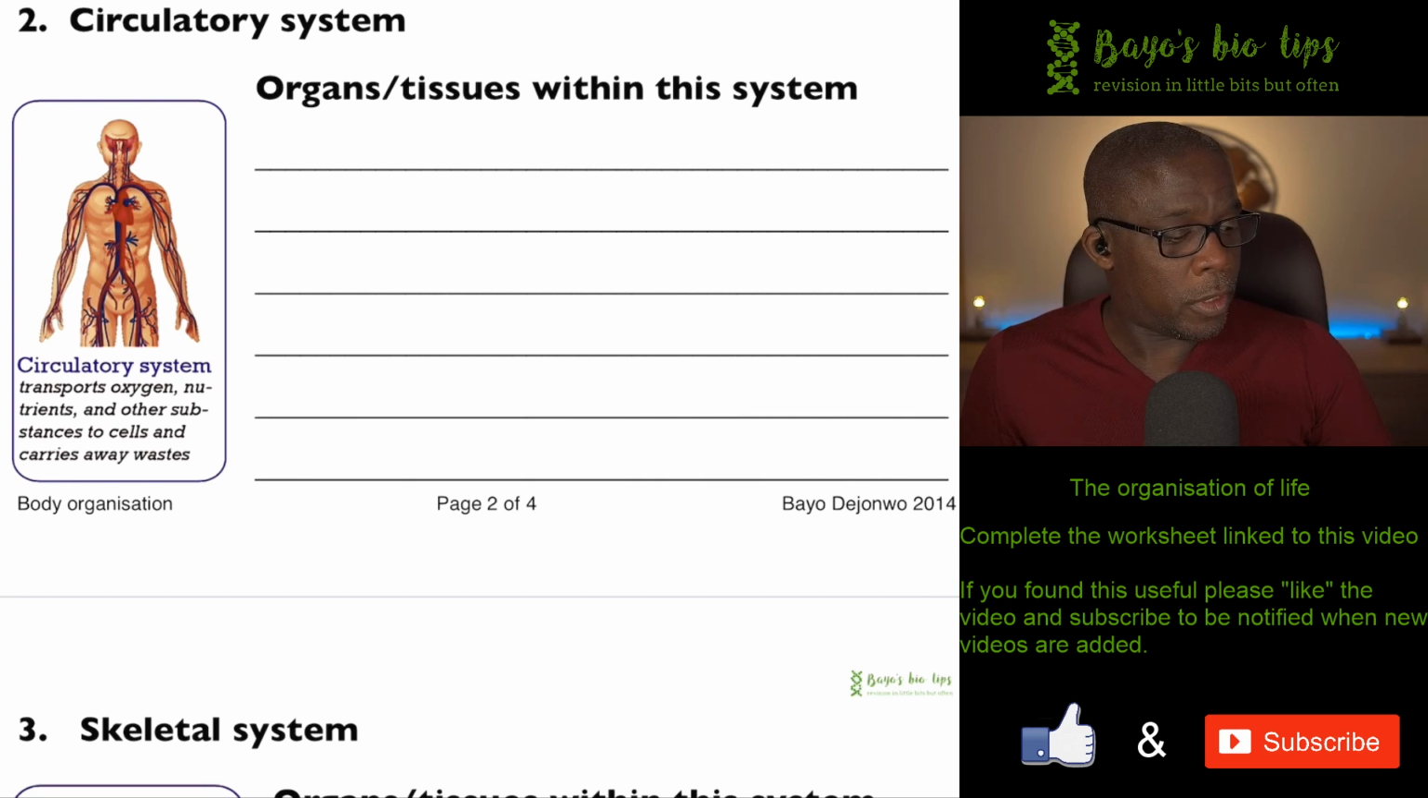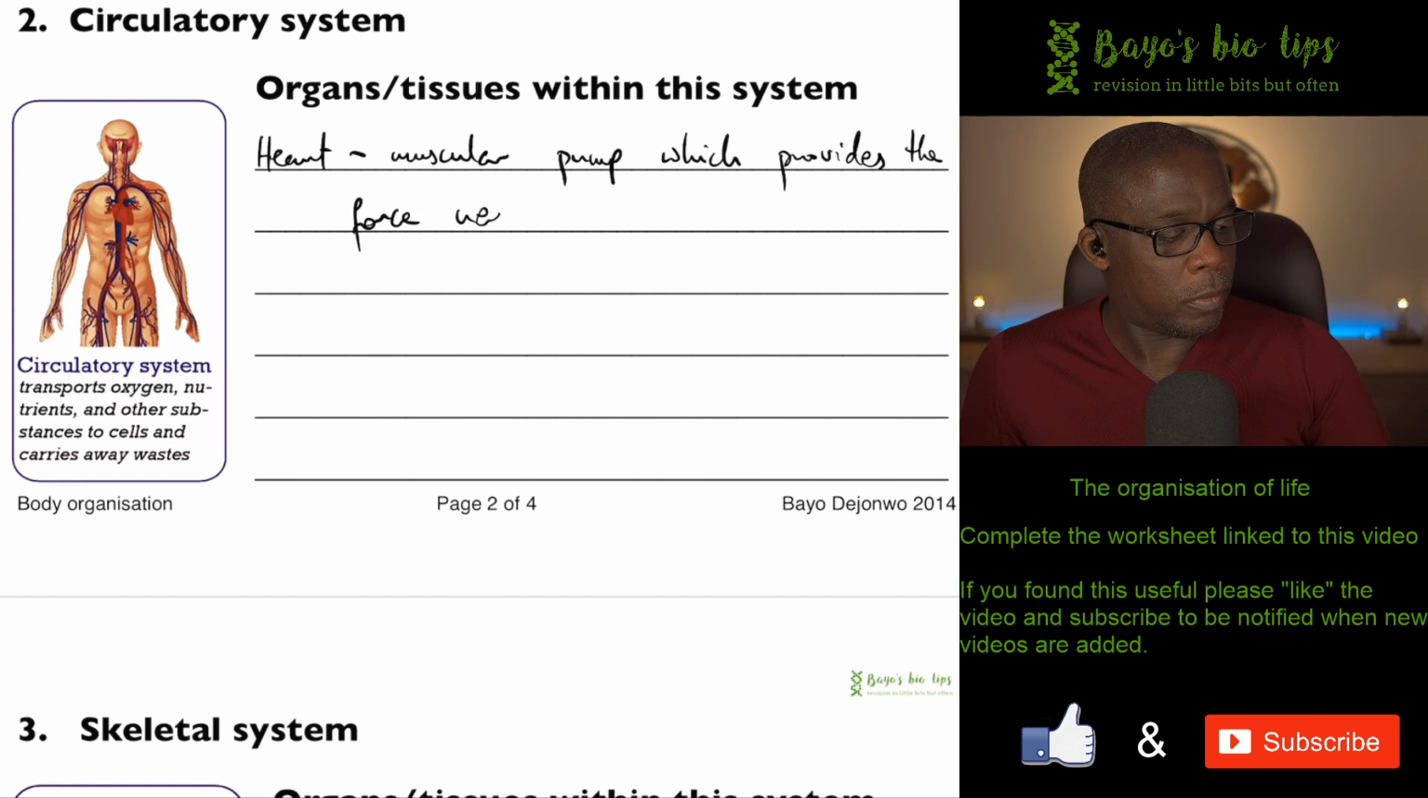So, organs and tissues within the circulatory system. The most obvious is the heart, which is a muscular pump which provides the force needed to move blood around the body. So let's put that actually in red.